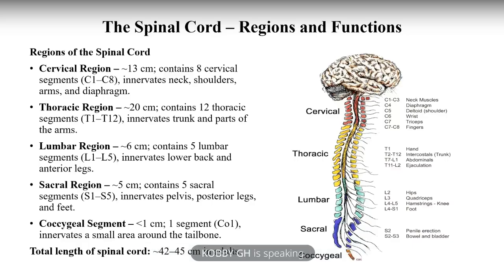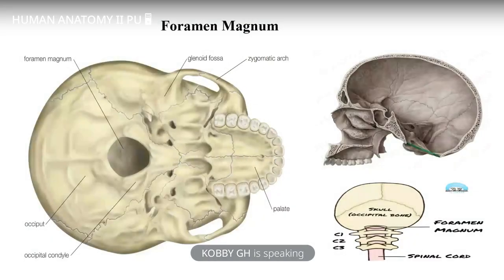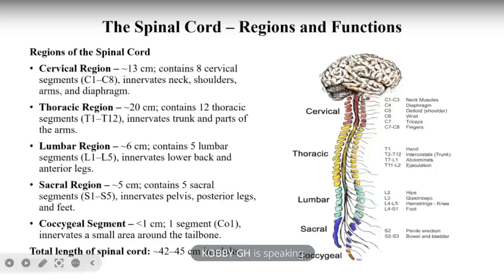So we are saying that this is the foramen magnum. This is the base of the skull. And we are saying the spinal cord is connected here. If you are looking at it, it's like this. So the spinal cord is connected to the base of the skull, and through the base, it connects to the brain.